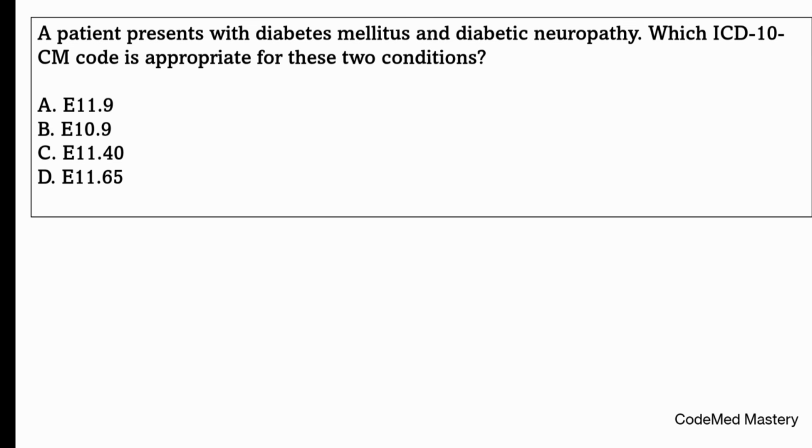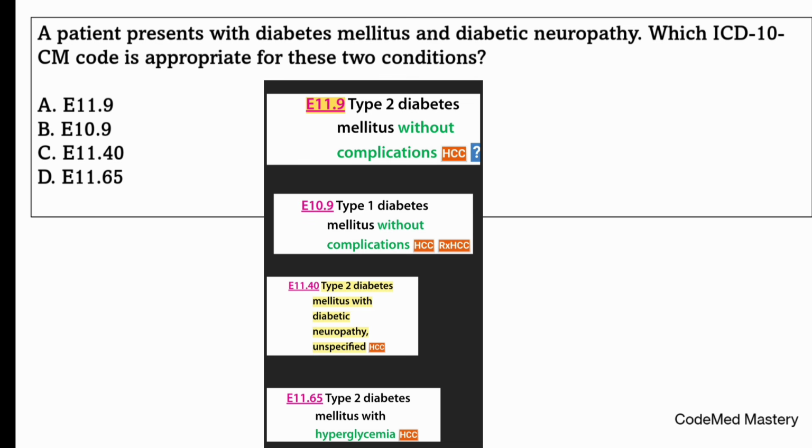Option A, E11.9 is for type 2 diabetes mellitus without complications. Option B, E10.9 is for type 1 diabetes mellitus without complications. Option C, E11.40 is for type 2 diabetes mellitus with diabetic neuropathy, unspecified. And option D, E11.65 is for type 2 diabetes mellitus with hyperglycemia.